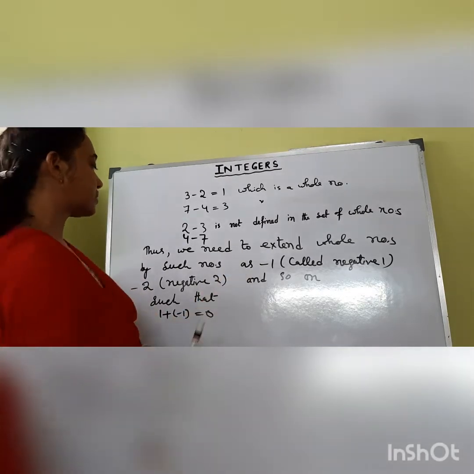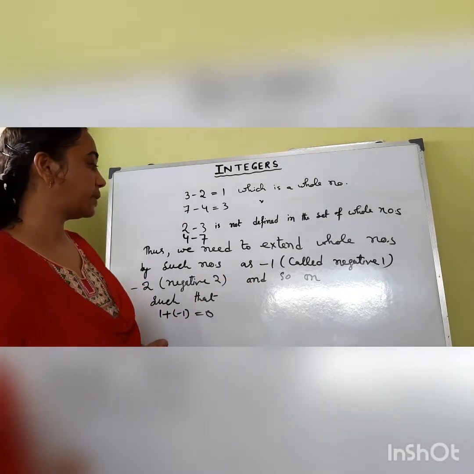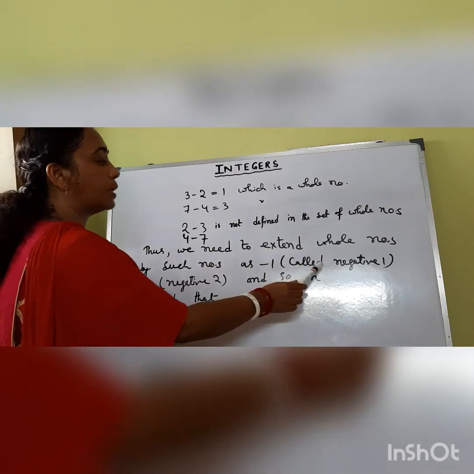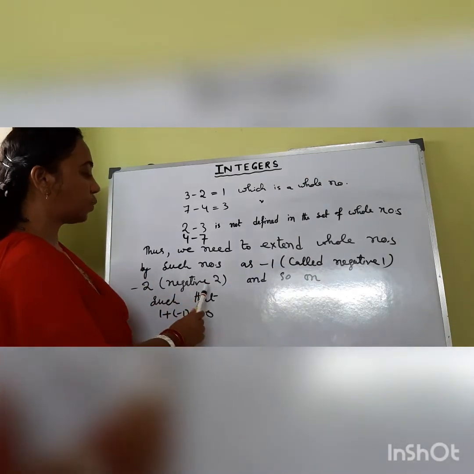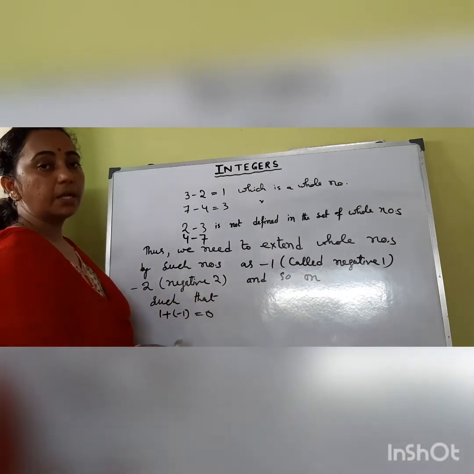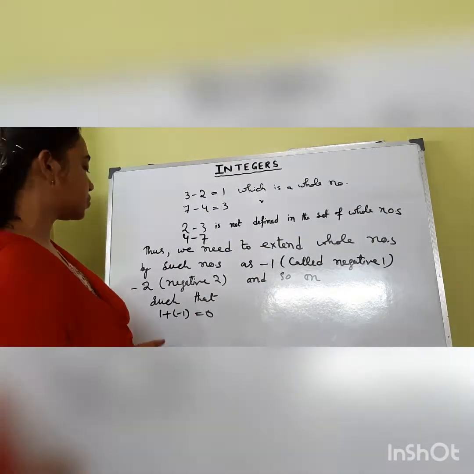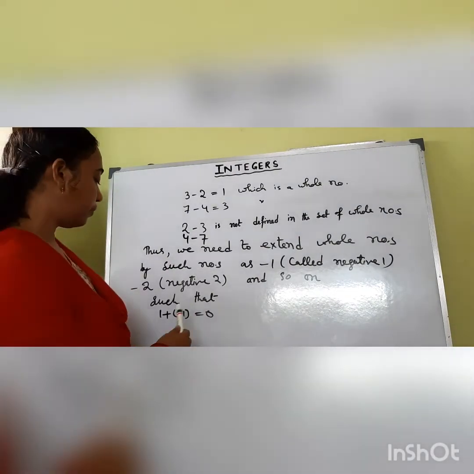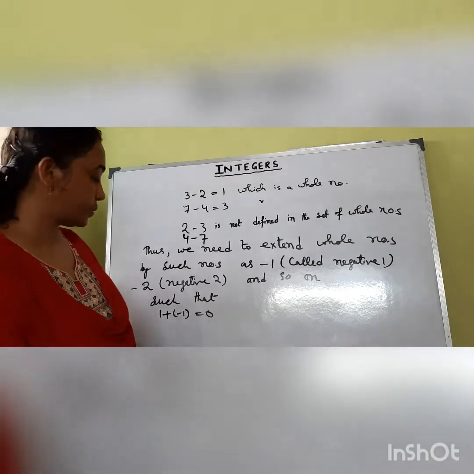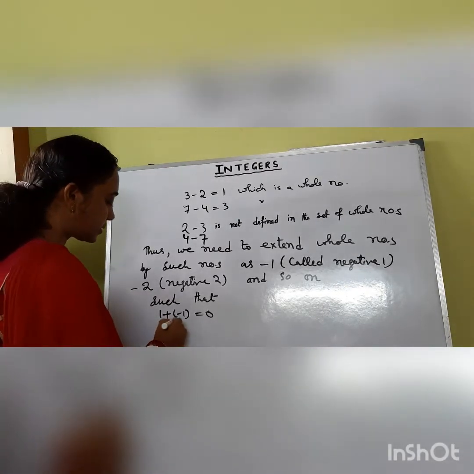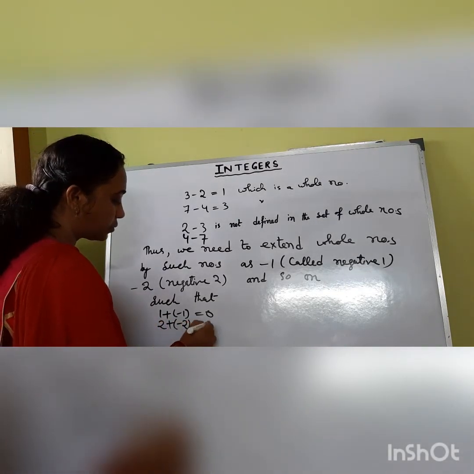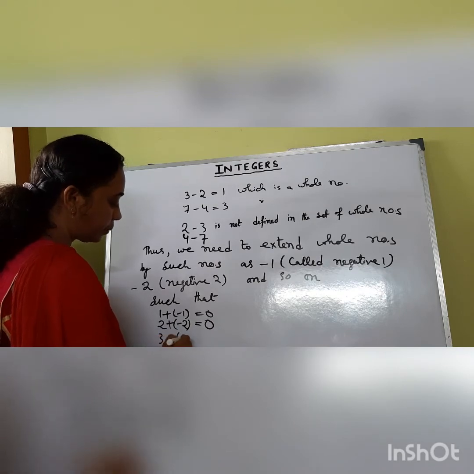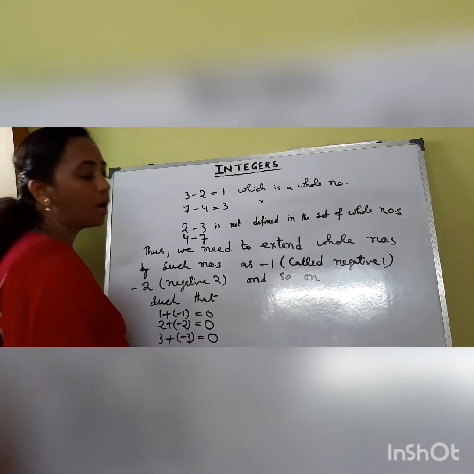Thus, we need to extend whole numbers by numbers such as -1, called negative 1, -2, called negative 2, similarly -3, called negative 3, and so on, such that 1 plus -1 is equal to 0, similarly 2 plus -2 is equal to 0, 3 plus -3 is equal to 0, and so on.